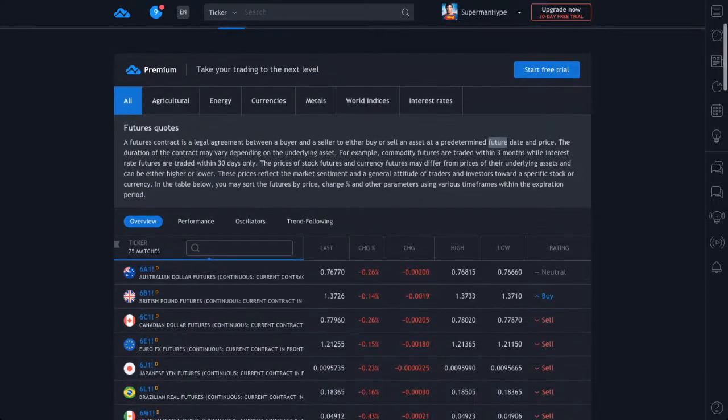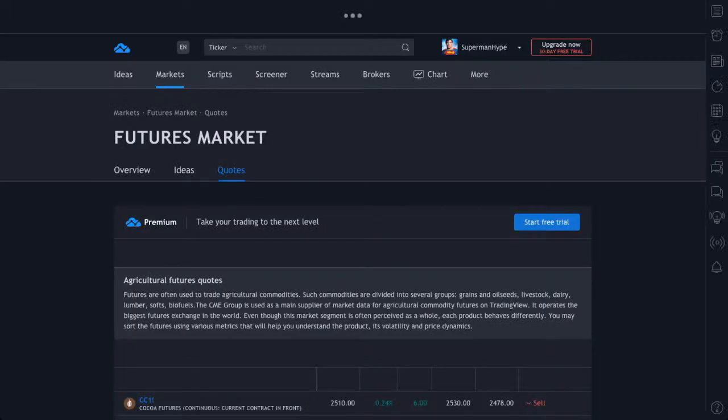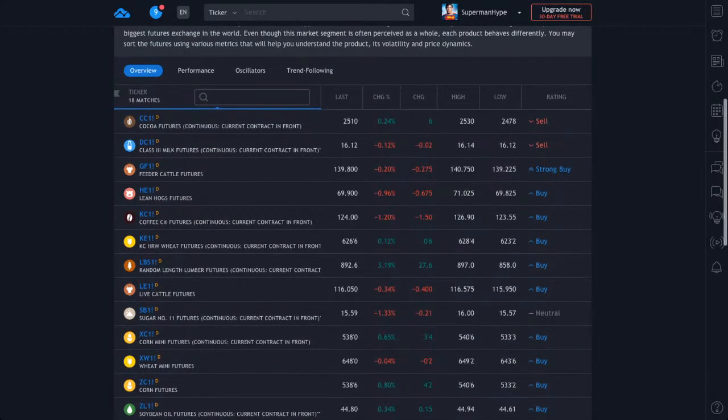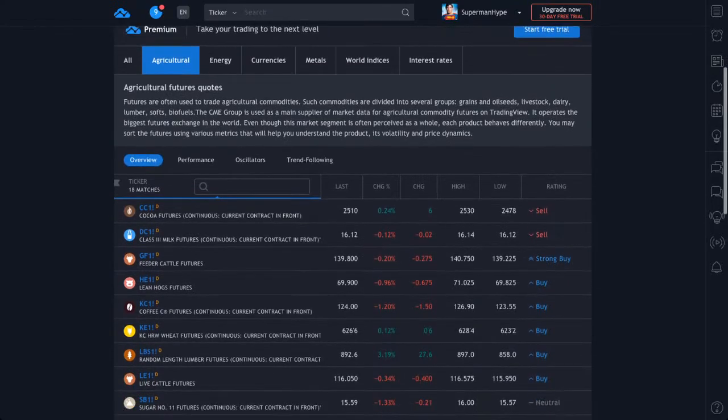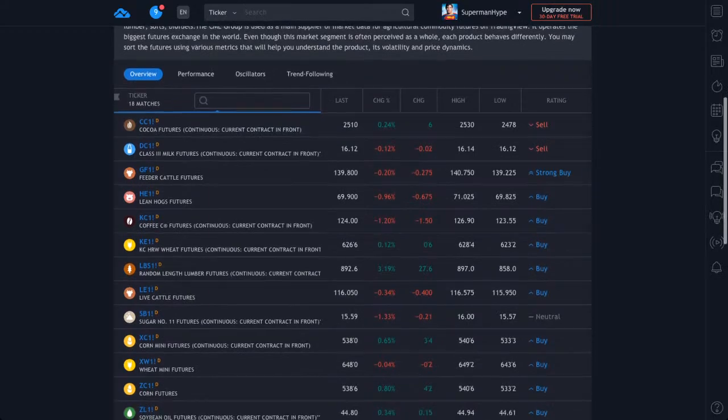The prices of stock futures and currency futures may differ from prices of their underlying assets and can be either higher or lower. These prices reflect the market sentiment and the general attitude of traders and investors towards a specific stock or currency. In the table below, you may sort the futures by price, change percentage, and other parameters. So that's pretty interesting. These are expectations of future prices, so you are speculating on what that will be, compared to the other products that we've looked at, which are today's prices that people are trading today. So this is really trading for the future prices.